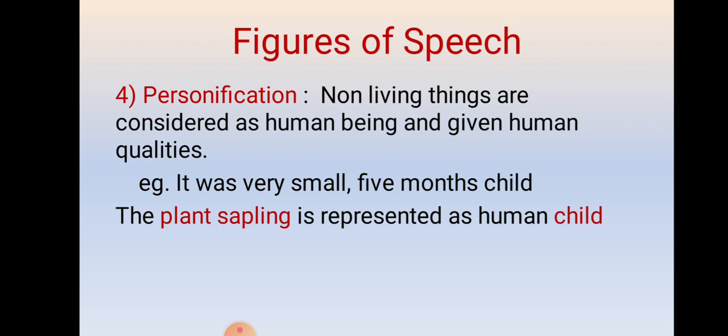Now, the example in the poem is: it was very small, five months child. So, here the plant, that small, delicate, tender plant or sapling is represented as a human child. So, this is an example of personification.